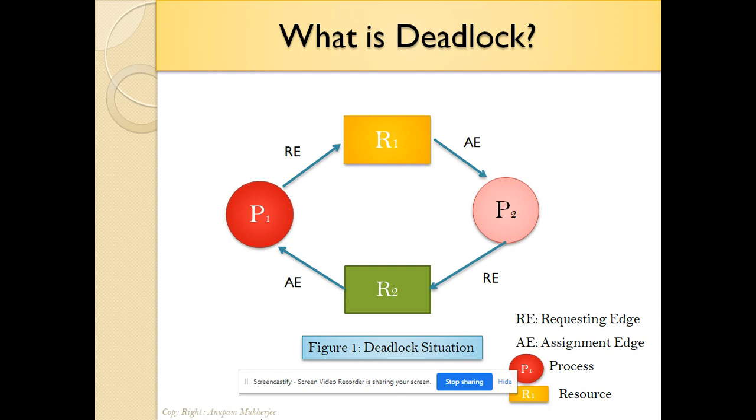Look at the diagram here. The circle represents a process and the square box represents a resource. So process P1 is requesting a resource R1. This direction is called the requesting edge. Presently the resource R1 is held by process P2. At the same time, process P2 is requesting another resource R2, which is held by P1. So no process is able to complete its task.